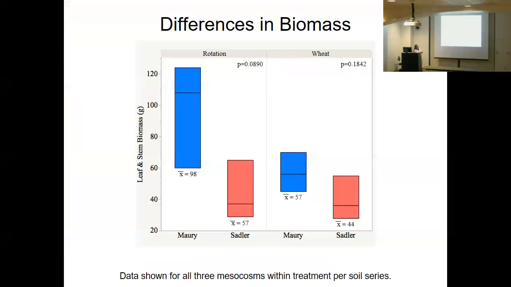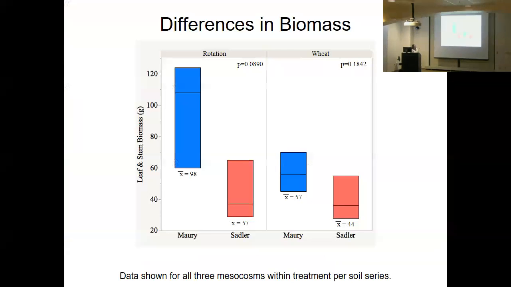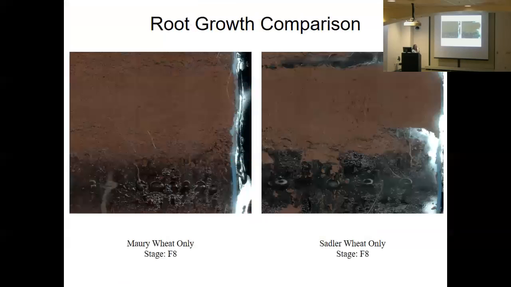And when we look at the Sadler, we see a similar picture in which when the winter wheat is grown alone without a preceding crop, we have a lot more yellow tissue at the bottom than when it's grown in rotation, and the rotation looks a lot fuller and healthier. And when we look at differences in biomass, the rotational treatment for Mori had an average biomass of 98 grams compared to 57 grams when it was winter wheat alone. And again, the Sadler had a lower biomass as we would expect due to the lower phosphorus. They had 57 grams on average when in rotation compared to 44 grams in winter wheat alone. And we're still following those with root scans.